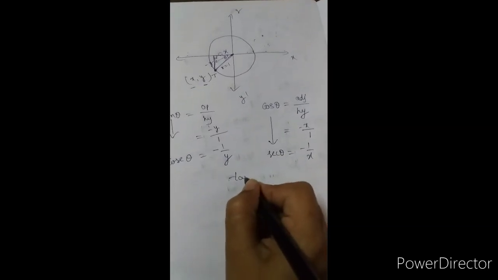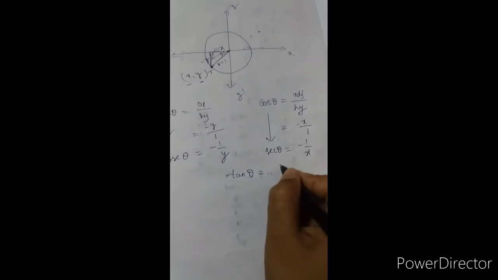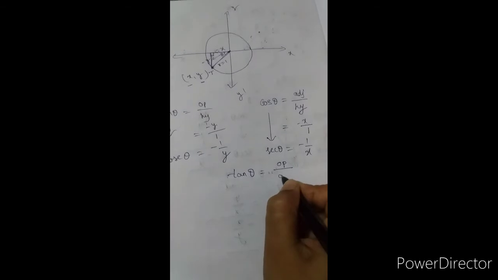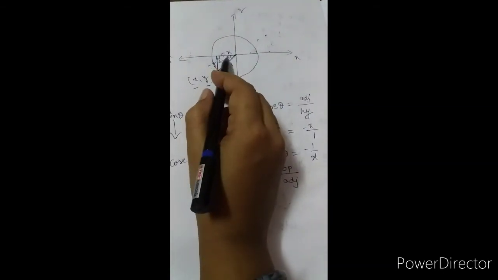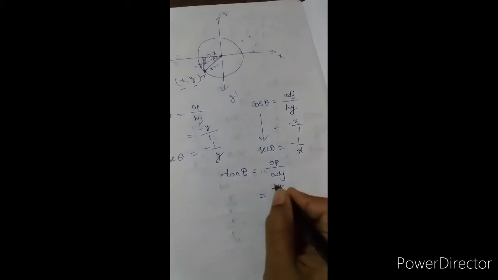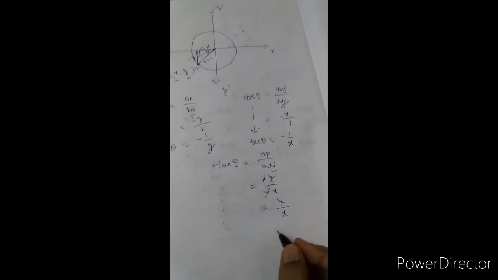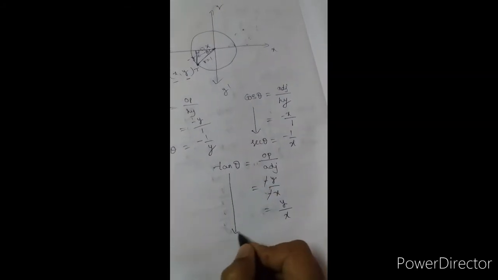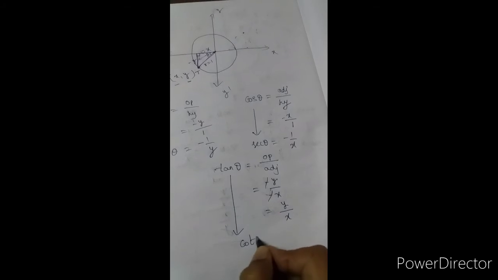Next one, tan theta. Tan theta is equal to opposite side by adjacent side. This is the opposite side and this is the adjacent side. Minus y by minus x. Minus minus will cancel and it becomes positive. Okay. So the reciprocal of tan theta is cot theta. So it will be x by y.